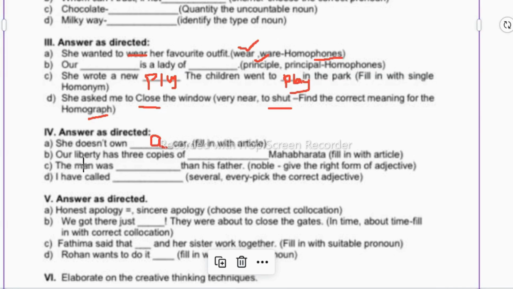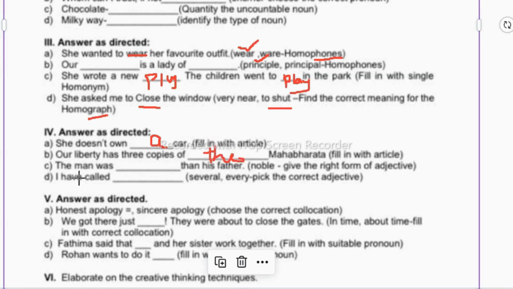Next one, our library has 3 copies of dash Mahabharata. Here again you have to fill the blank with a suitable article. Now Mahabharata is the holy book of Hindus. So whatever holy books you get in your exam, there you have to write the article the, with holy books like Mahabharata, Quran, Bible and all. So here you have to write the.